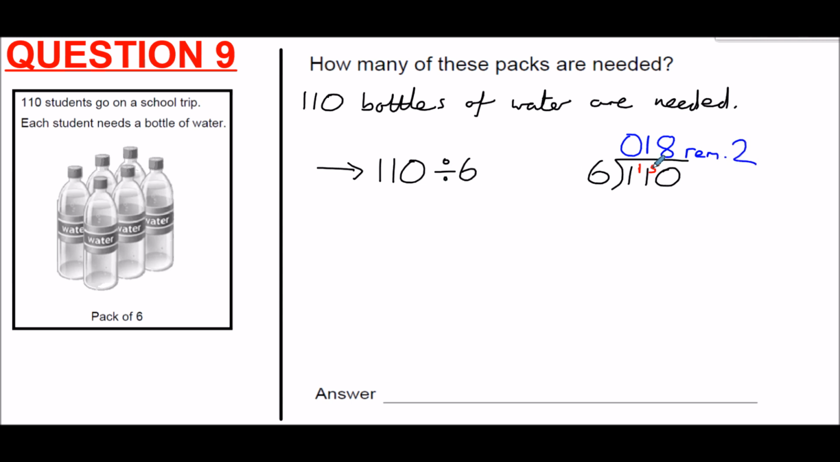So that tells us that how many packs are needed? 18 and a bit packs. Now you can't buy part of a pack. You either buy a pack or you don't. Essentially, this tells us that 18 is slightly too low, so we need to buy 19 packs. Otherwise, a couple of students will go short. So we need to buy 19 packs.